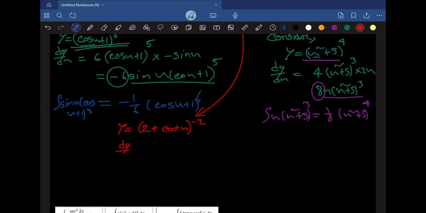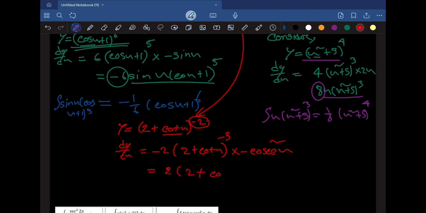And then we will differentiate it. This minus 2 will come down. So minus 2 into 2 plus cot x, and then we will decrease the power by 1, so it will become minus 3, into minus cosec squared x. So we know when we differentiate cot x, it becomes minus cosec squared x. So it will become 2 into 2 plus cot x, because we have multiplied this with this, so minus minus becomes plus, into cosec squared x. Okay, both of them have become together.